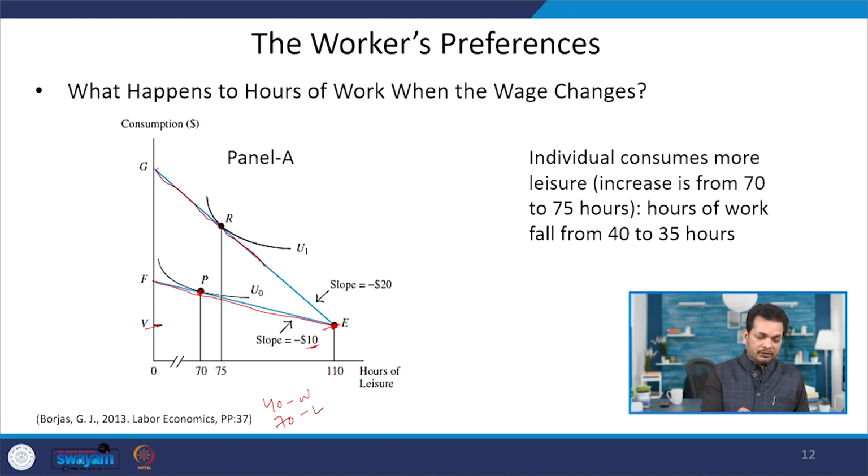Now, because of the change in the wage rate, the opportunity set has shifted, has increased, and the worker has a utility function which maximizes at this budget line as U1 and at the point R. Now, if you compare these 2 points, point P and point R, earlier the worker was having leisure of 70 hours, now the worker is having leisure of 75 hours, which means it has increased the leisure hours.